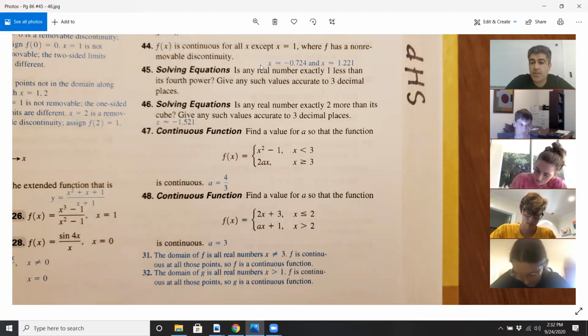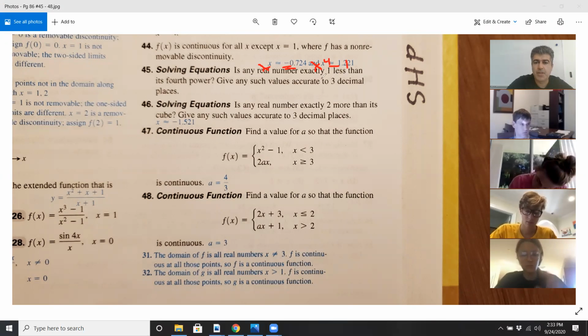Okay. So you translate the statement. Is any real number exactly 1 less than its 4th power? Well, any real number, call it x, exactly equals 1 less than its 4th power, x to the 4 minus 1. You have your mathematical statement now. I even put that in the hints as well. So is any real number exactly 1 less than its 4th power?